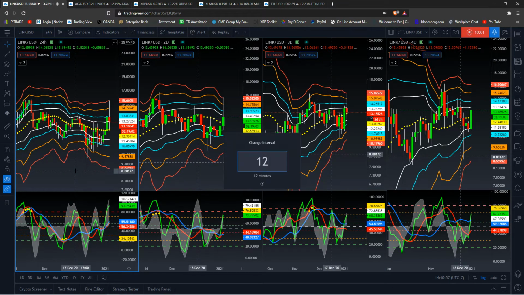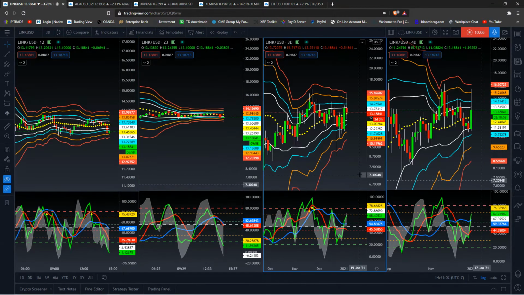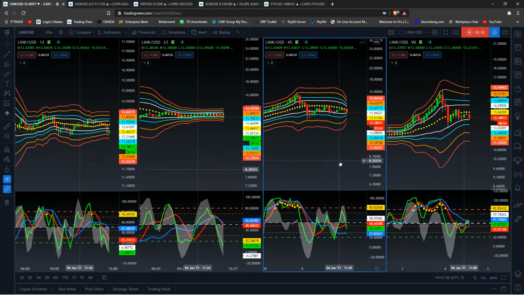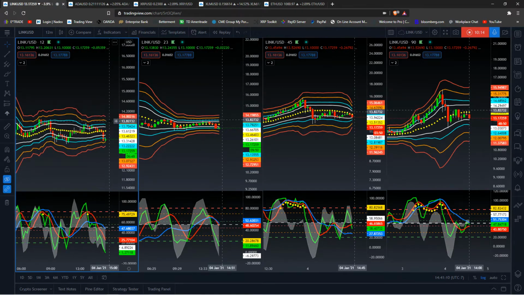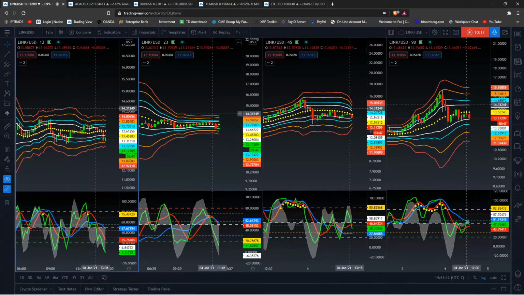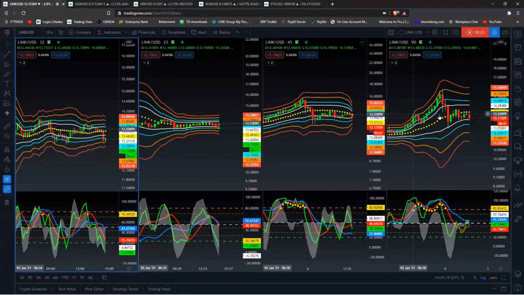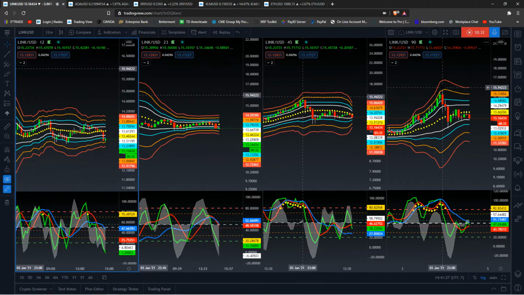Go back to the 12-minute, 23-minute, 45-minute, 90-minute. The Bollinger Bands are contracting right here. They've been contracting a little while here in the 23-minute. We are below the basis. Below the basis, below the basis. Yeah, I'm saying we have downward pressure currently in these lower time frames.